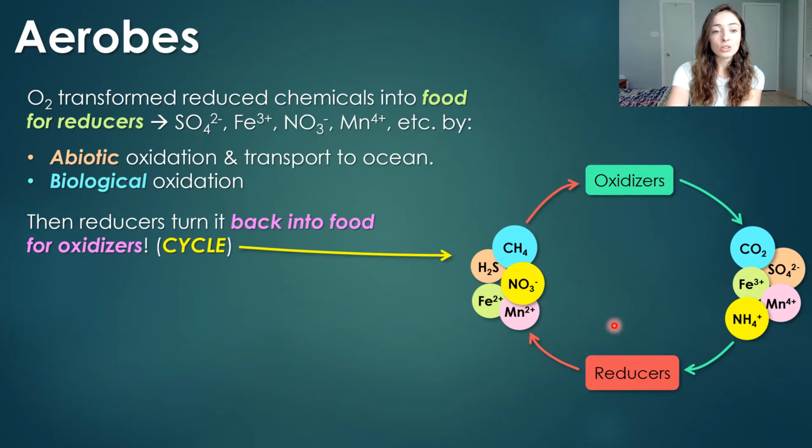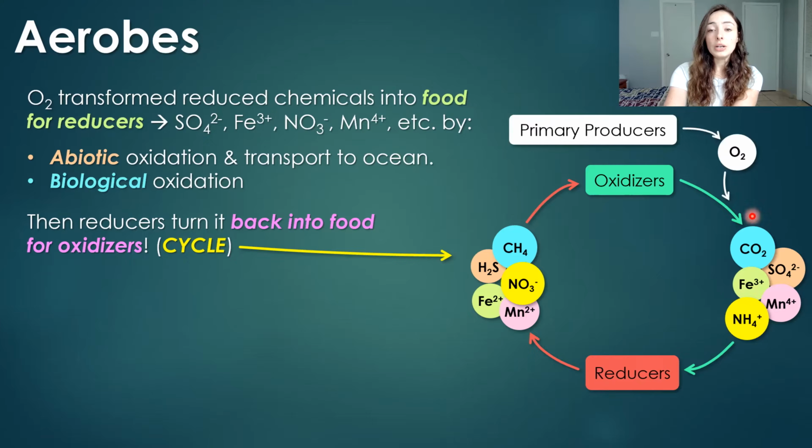And then the reducers, the biological reducing organisms, turned it back into food for the oxidizers, and it became a cycle. The oxygen was coming from primary producers, aka photosynthesizing cyanobacteria, that took light energy and converted it to chemical energy to reduce carbon dioxide into organic carbon that they could use to build their biomass, and then in the process split water to release oxygen, and that oxygen was then used by oxidizers to oxidize the reduced chemicals into oxidized chemicals for the reducers.